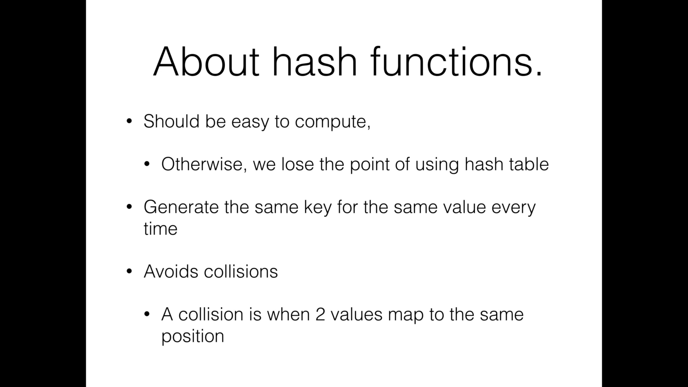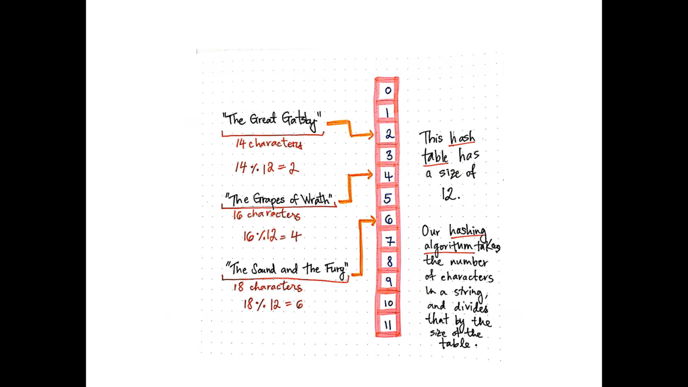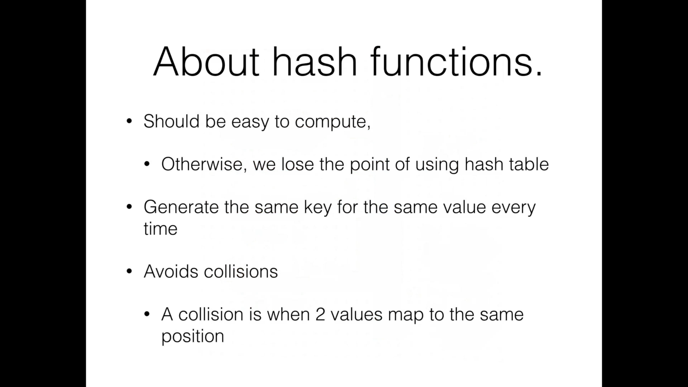If you have the value, the function has to generate the same key for each value every time. For example, here, The Great Gatsby has 14 characters, and 14 modulo 12 is always 2, right? If you had a hash function that took the time of the day into account, then based on the time of the day that you ran the function, you're going to get a different value. So that's kind of useless, right? Because if you were looking for the book The Great Gatsby, you wouldn't know where to find it unless you knew what time you did that.